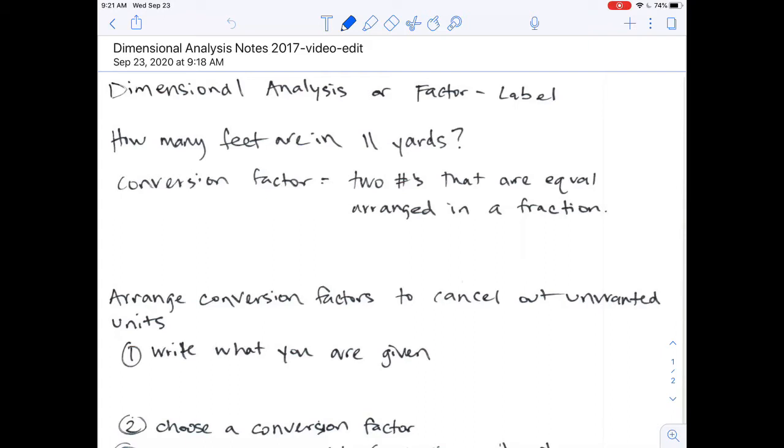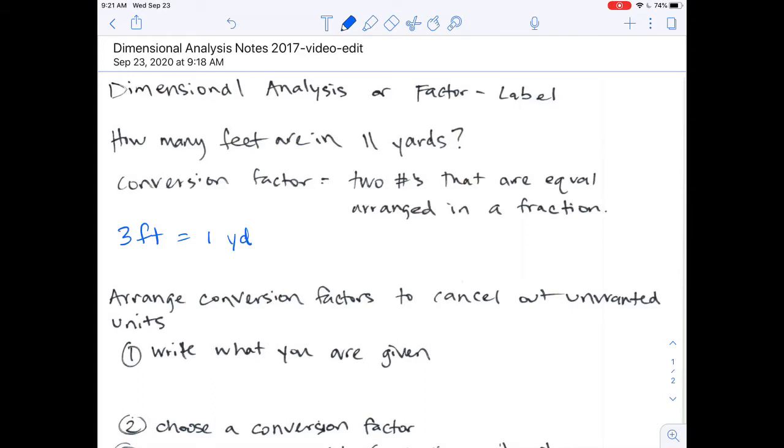But what we use to solve these problems are what we call conversion factors. And conversion factors are two numbers that are equal that are arranged in a fraction. And if we're thinking about how many feet are in 11 yards, the conversion factor you're probably thinking of is that there are 3 feet in 1 yard. It's a pretty simple conversion factor. It's one that you have known for a very long time, especially if you play tackle football.